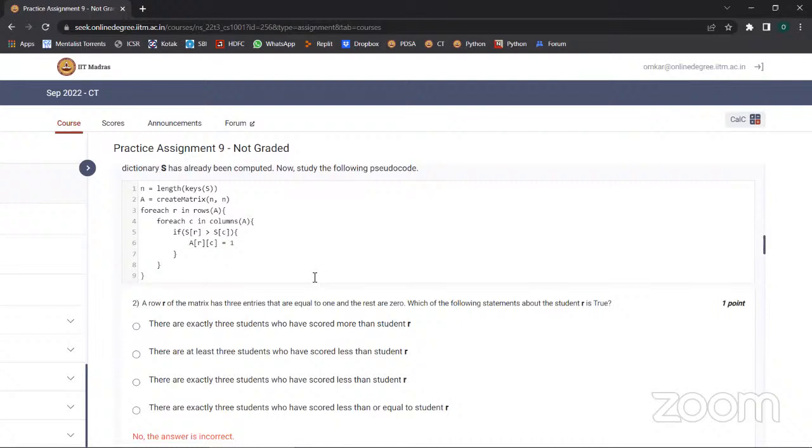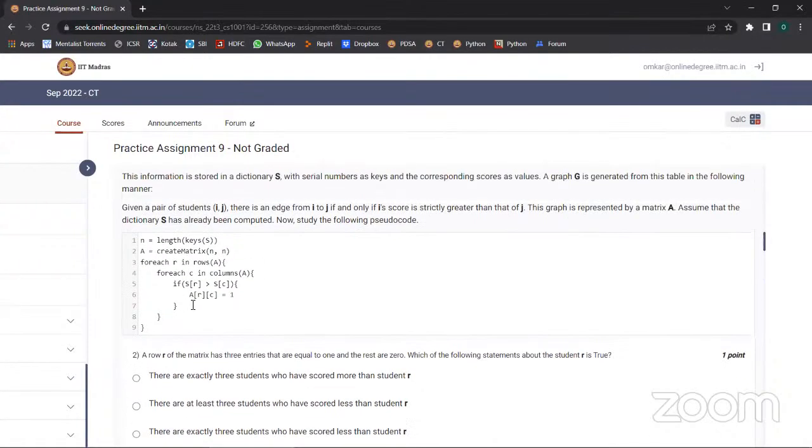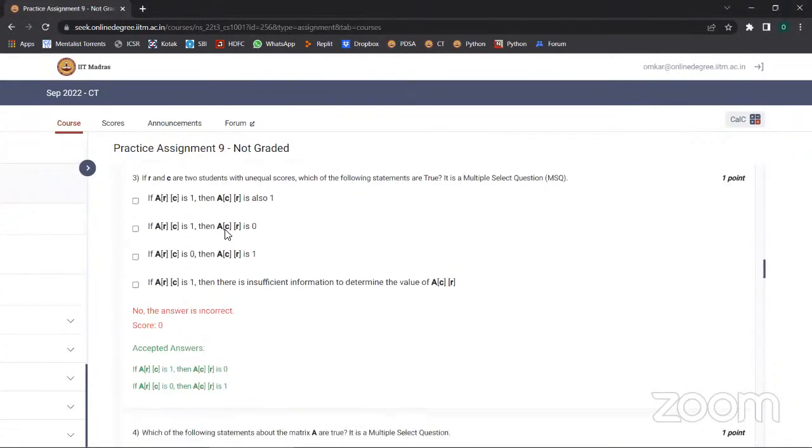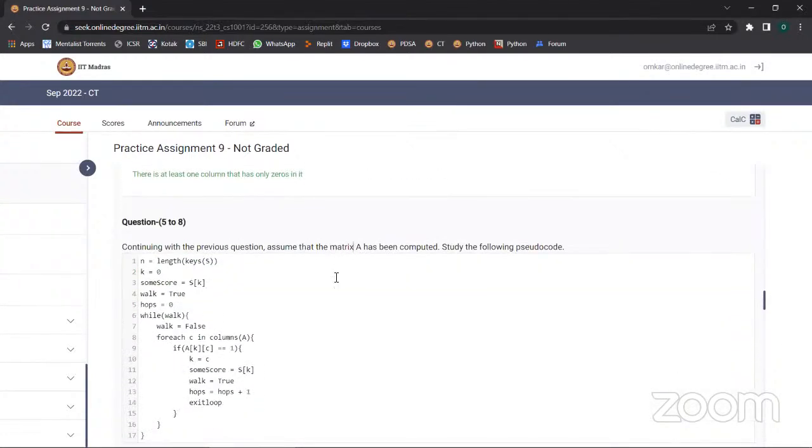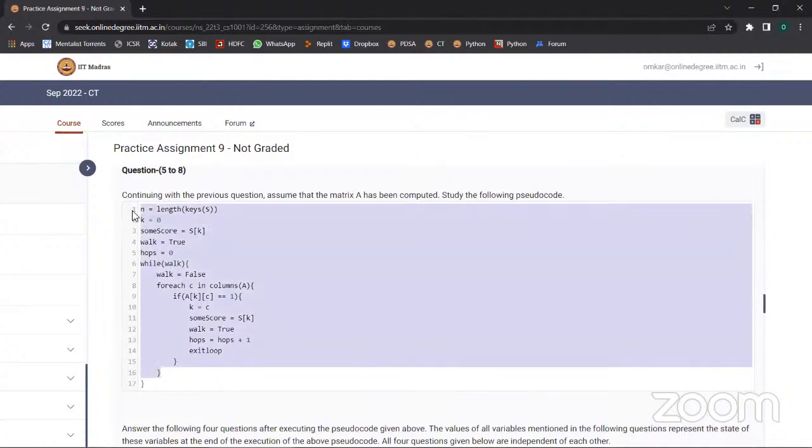Okay. Now, is it clear now? Yes. Now it's clear. Sure. So going back to what Anant was saying. Anant, have you understood what this A is all about? A is a matrix of students where there is an edge from I to J if I scored more than J. Okay, strictly greater. Yes, sir. So with this matrix A, we have executed this particular pseudocode.